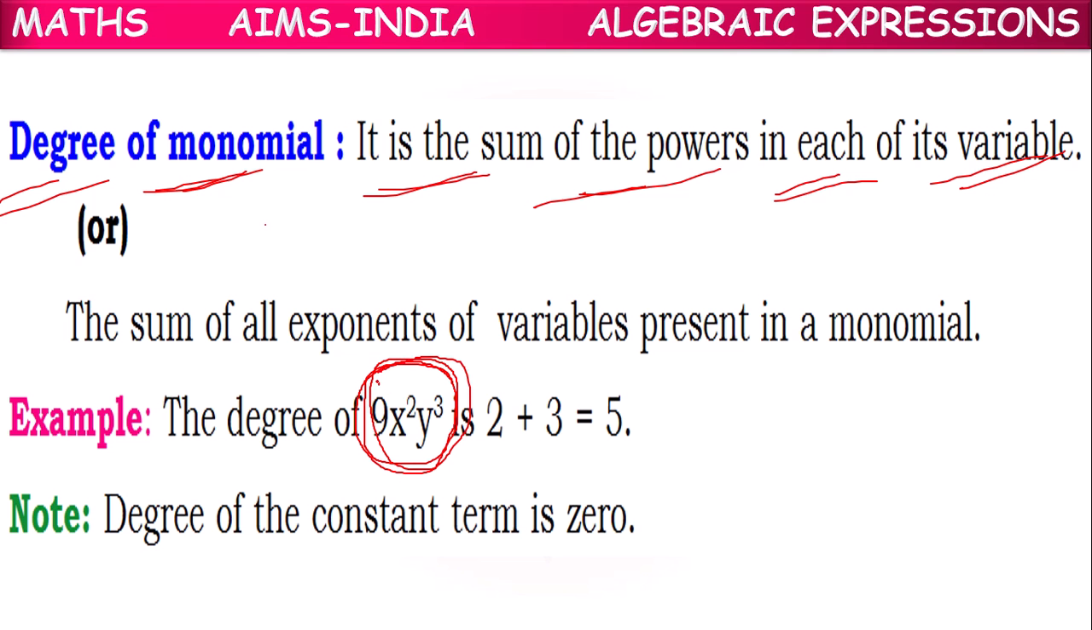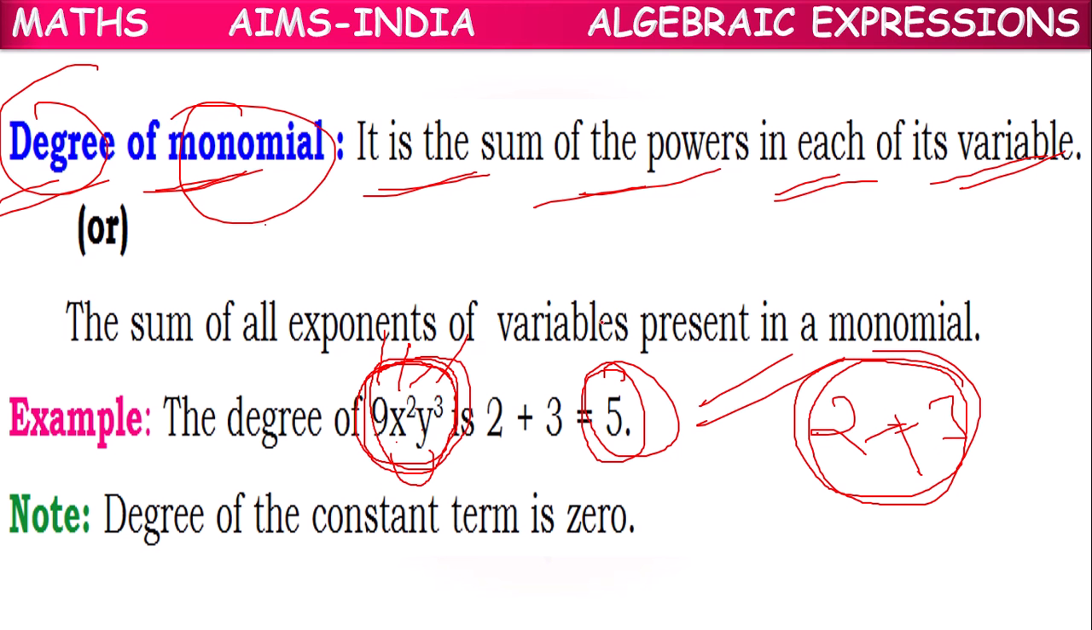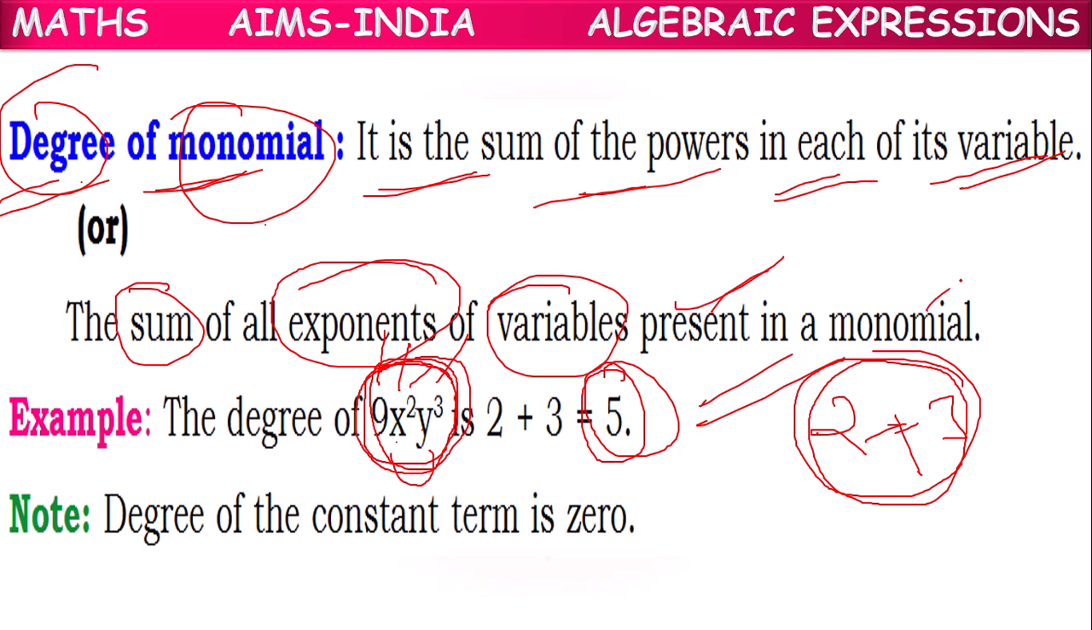having 3 quantities, 9, x, y. X and y are the variables. X is having power 2, y is having power 3. If we add all the powers of all the existing variables, then 2 plus 3, 5. This sum is called degree of the monomial. So degree means sum of all the exponents of the variables present in that monomial.